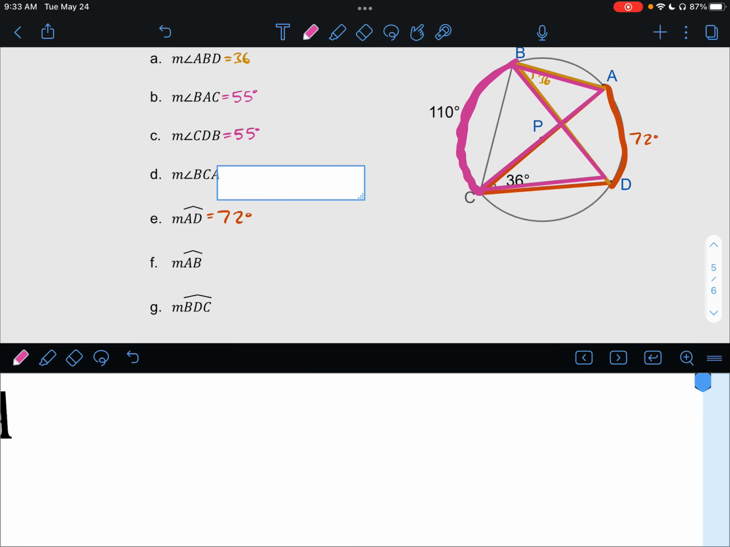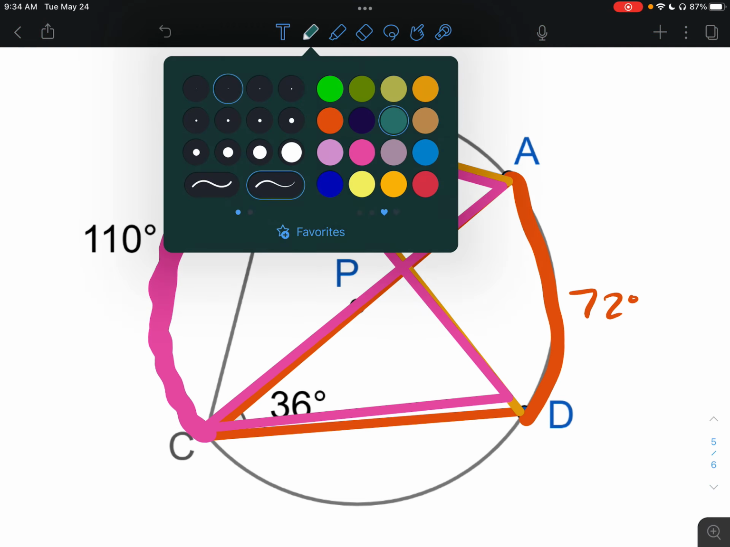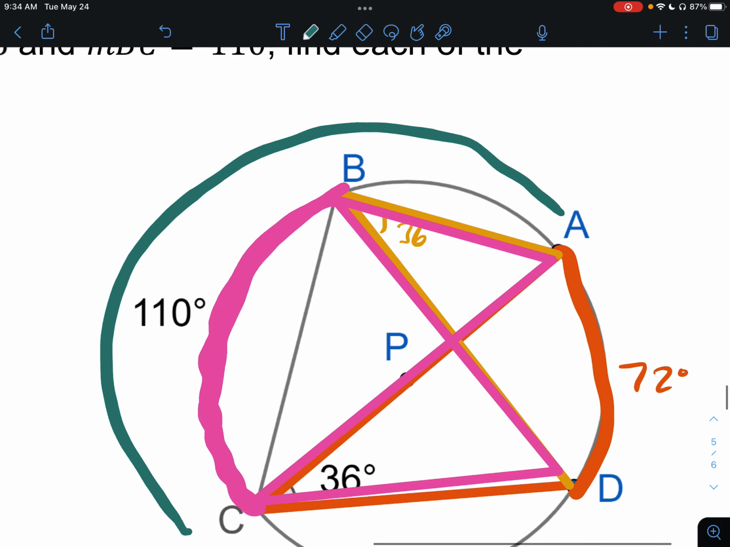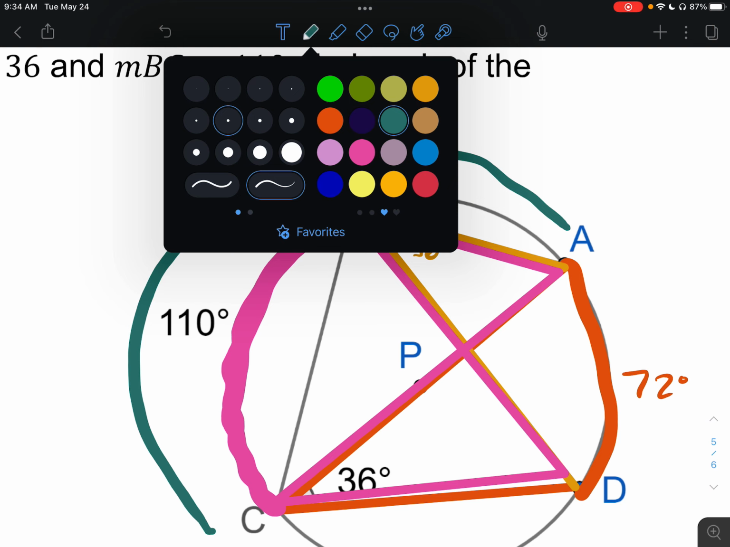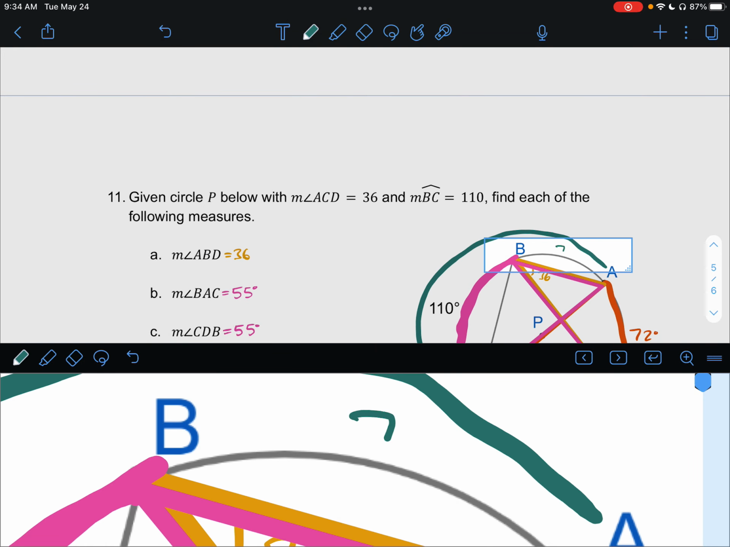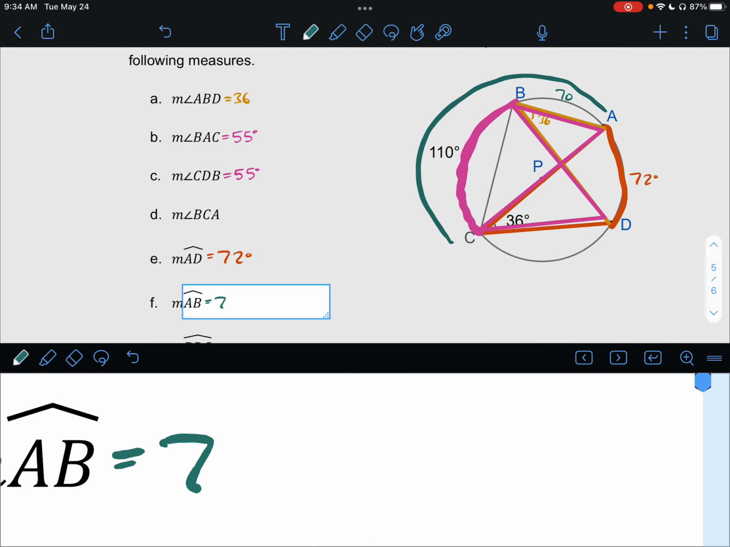All right, so from here, what can I do? I see that this CA, that segment there, is a diameter, meaning that this arc, CBA, is a semicircle, meaning that this whole thing is going to be 180 degrees. I can do 180 minus the 110 there, to get that this BA is 70. So measure of arc AB equals 70 degrees.